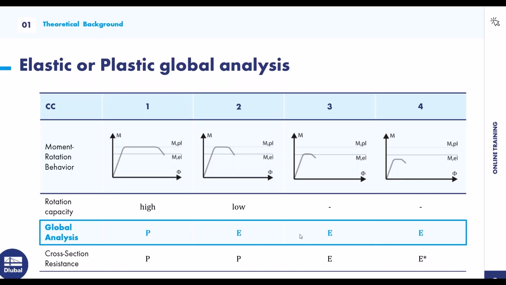Okay, what's important to you in practice? Mostly you do an elastic global analysis. It's not very often that one considers, for example, plastic hinges. And what's important is that the first two cross-section classes can be calculated or designed plastically with the plastic cross-section resistance, and for cross-section classes 3 and 4 the cross-sectional resistance can only be applied elastically. Okay, then we turn to the next slide.